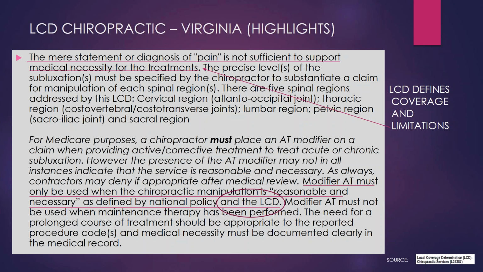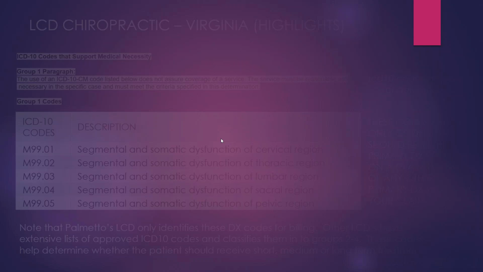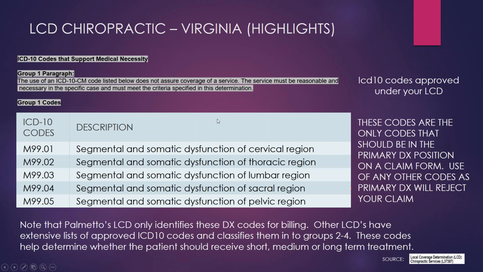Within the thoracic, the costovertebral and costotransverse joints of the ribs are considered spinal, so it's important to know that. So for Medicare purposes, you have to place the AT modifier on your claim when providing services. Now, one of the things that the LCDs do also is give you a list of approved diagnosis codes. One thing I find very interesting about the LCD for Palmetto and for Virginia is that these are the only diagnosis codes that are listed on your LCD.